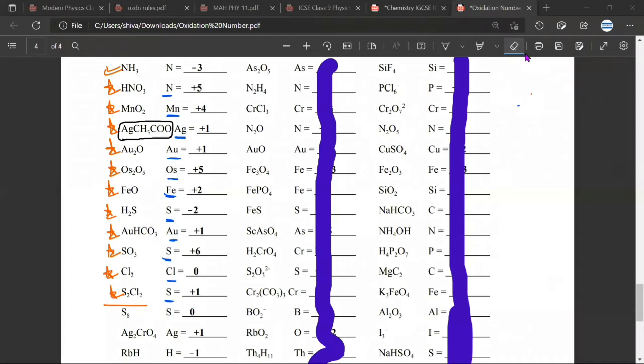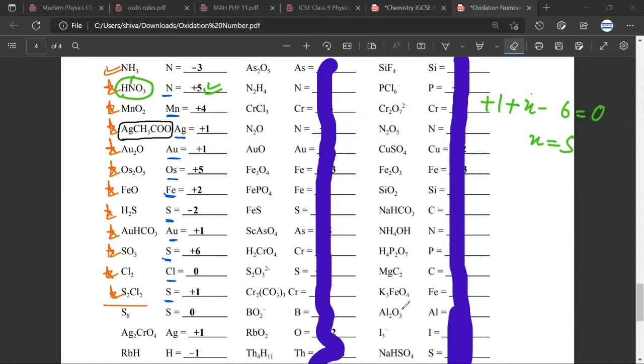So these are the solutions of this PDF. Let us discuss a few of them. So HNO3. What I know is that hydrogen is connected to a non-metal, so hydrogen would be +1. Nitrogen I am assuming to be x, and oxygen would be -6, since -2 into 3 would be -6. Because there is no charge on the entity, the whole would be 0, and x would be equal to 5. So my answer is correct.